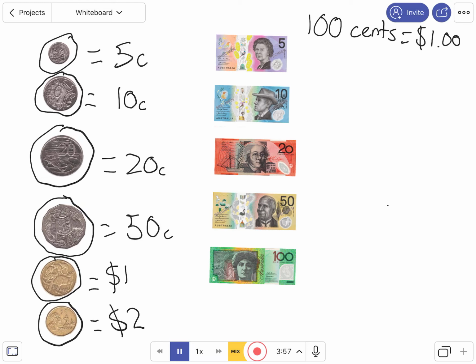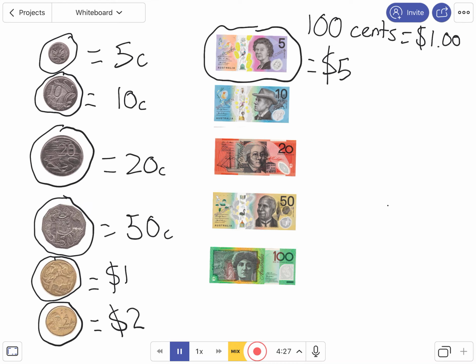Now we're going to move on to the notes. We use 5 different notes in Australia, and they're all coloured differently and gradually get longer and bigger in size. The first note is pink and has a picture of the Queen on it. It has the number 5 on the top right hand corner, and it has a value of $5. I'm circling that note now, and it has a value of $5. Which can be written like that.